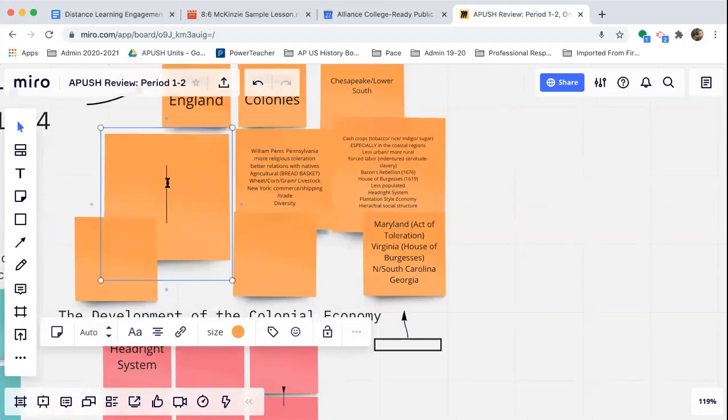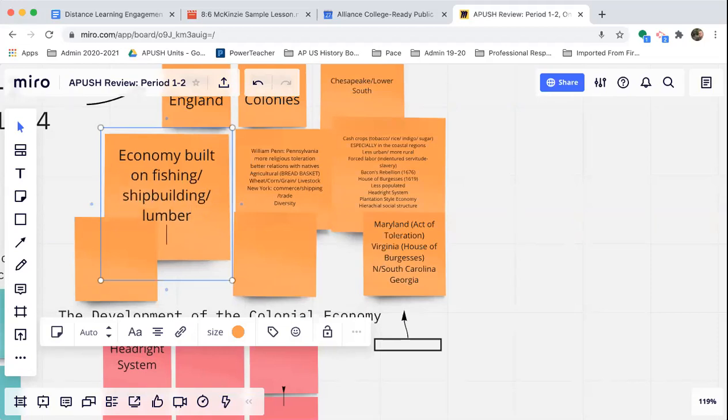They were close by water, and their economy was based on shipbuilding and fishing. Good. Economy built on fishing. Shipbuilding's a big one. Good. Lumber. You can add lumber too.